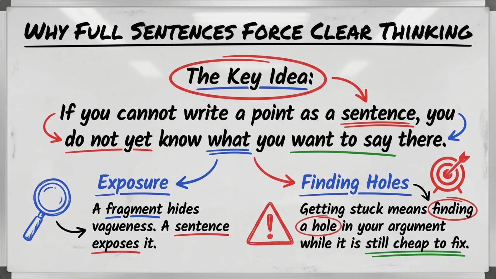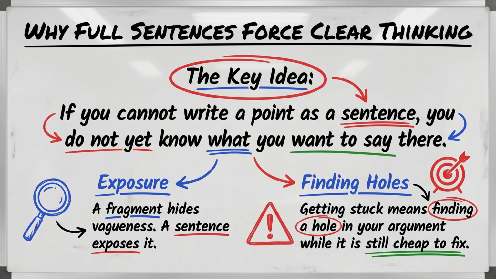This is the absolute core idea for this entire lecture. If you cannot write a point as a complete sentence, you simply do not yet know what you are truly wanting to say. Think about it. A fragment, like tissue fixation, can hide a multitude of vague understandings. But a full sentence, such as formalin fixation cross-links proteins, which can mask antigen sites, immediately exposes any gaps in your knowledge or logic. That exposure isn't a flaw, it's the entire point of this exercise.